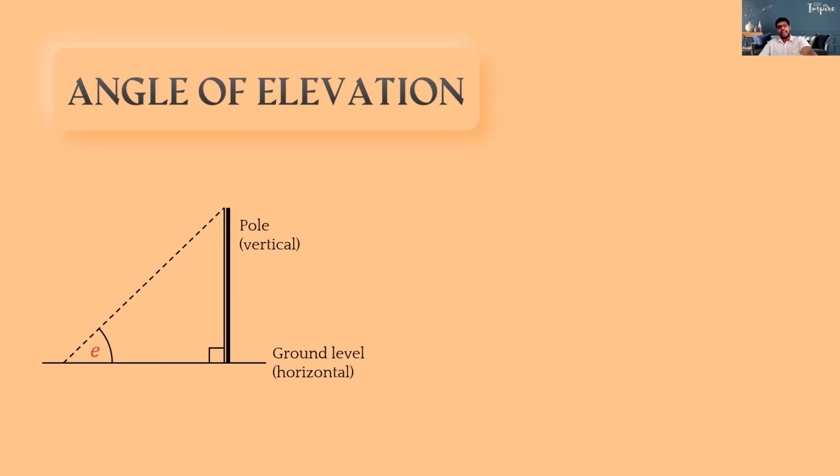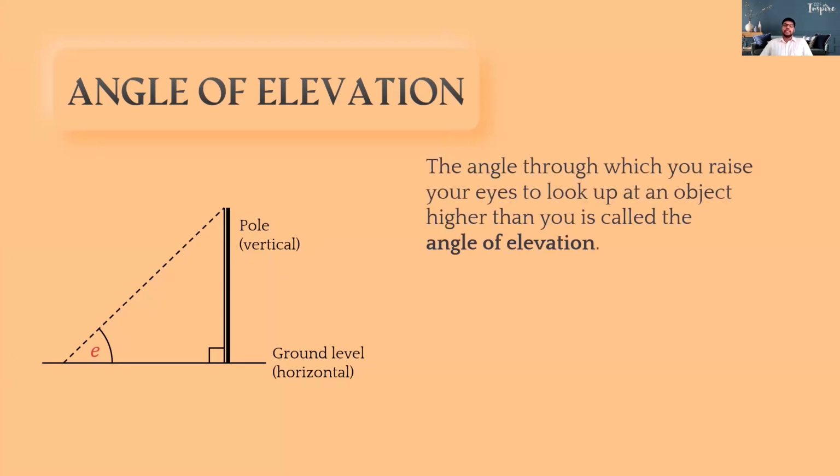So imagine you're standing at the angle E. So we have the ground level and we have a vertical pole, okay? And there's a right angle, obviously, right? So children, the angle through which you raise your eyes to look up at an object higher than you is called the angle of elevation, right?